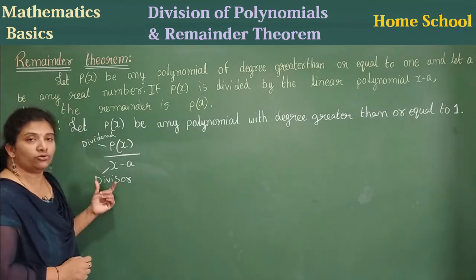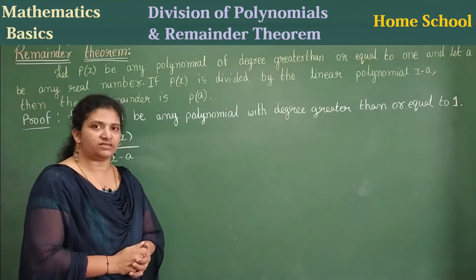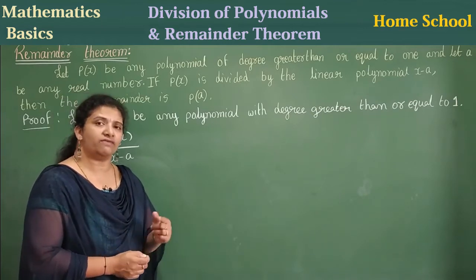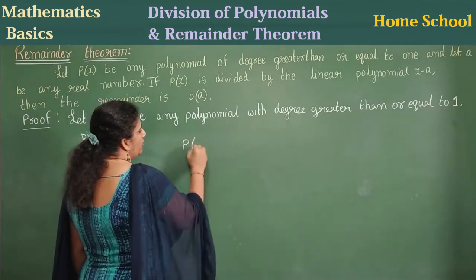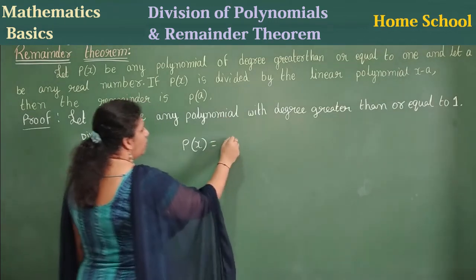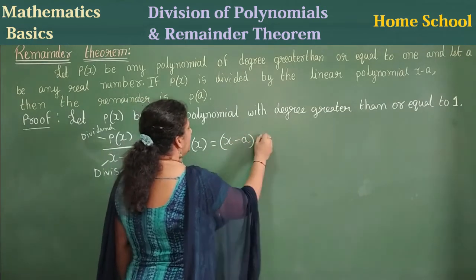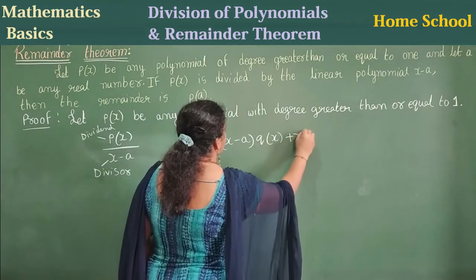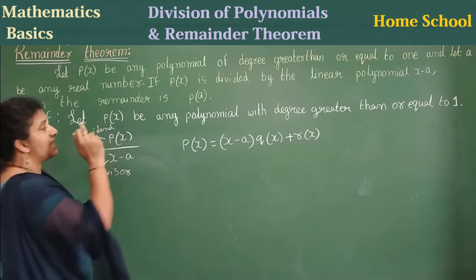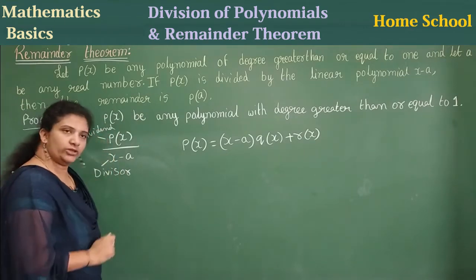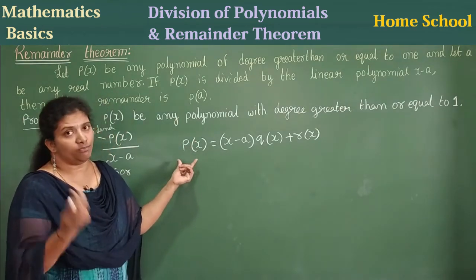So, according to that, we have seen one statement. What is that, children? You can write that statement in two ways. One way is dividend is equal to divisor into quotient plus remainder. And the other is p of x is equal to, what is the divisor here? x minus a, divisor into quotient plus remainder. Okay, so what did they give? If a is any real number, and one more thing we need to observe, the degree of polynomial p of x may be 1 or more than 1.